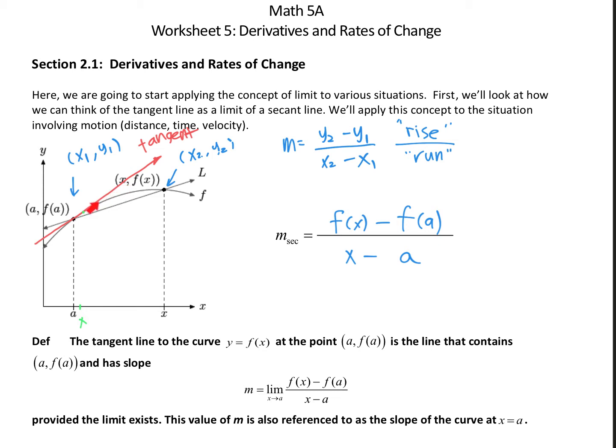But I can kind of see how the slope is going to be very similar. So as I pick x to be very close to a, my secant line is going to be very close to the tangent line. So we'll use the concept of a limit to basically get the slope of the tangent line.